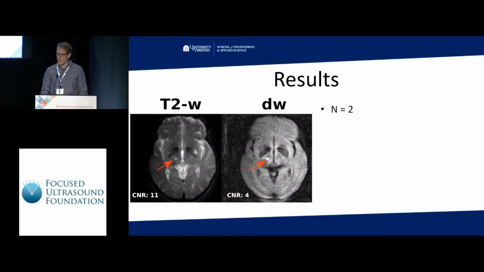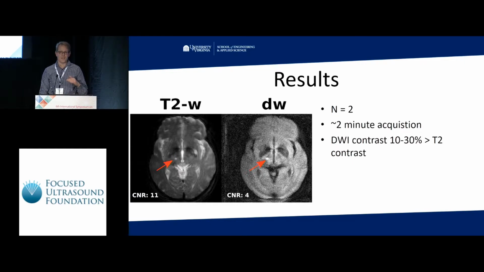So the results: we've been able to do this on 2 people so far, which is a small number. But for both patients, we have a rapid acquisition of the images, and we can see improved contrast on the diffusion-weighted images compared to the T2 weighted images. And we don't quite have enough data points to provide a time course of the development of the diffusion-weighted contrast of the lesion.